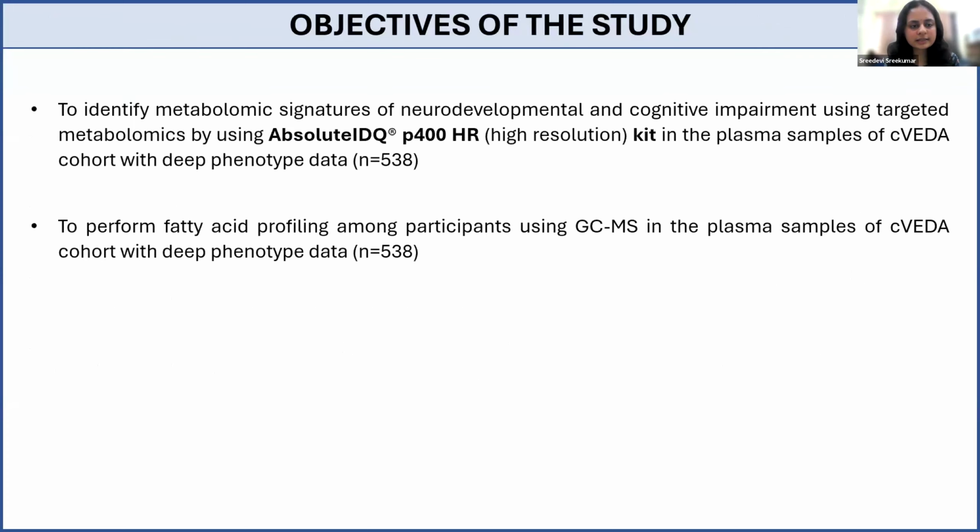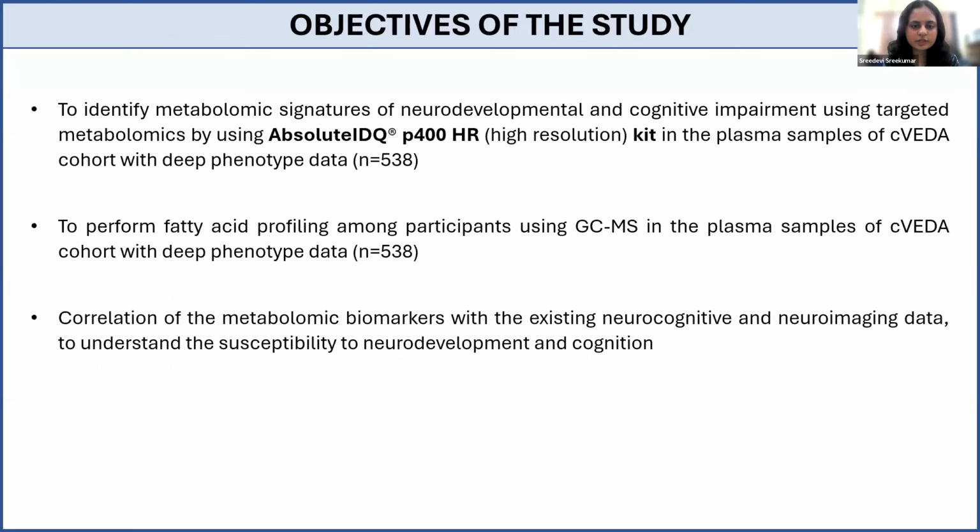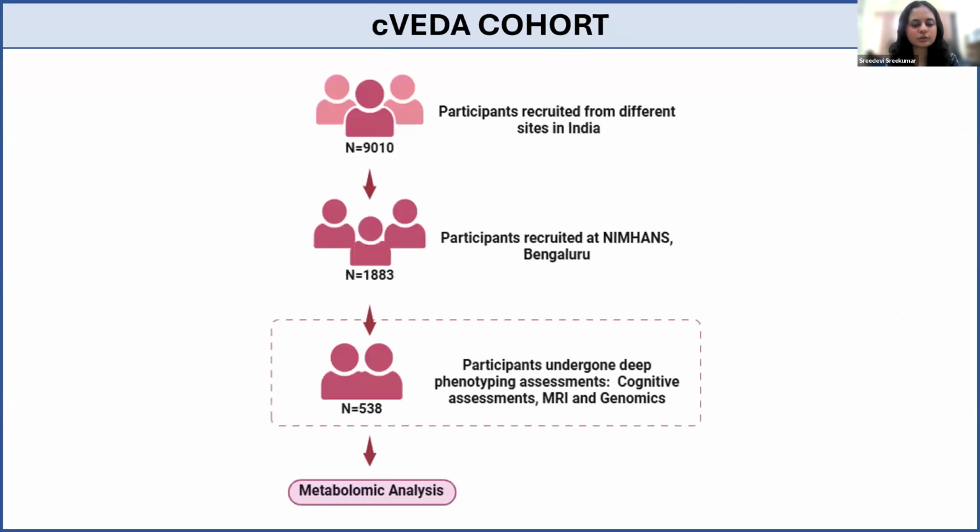So the current study is a part of the c-VEDA project. The objectives of my study are to identify a metabolomic signature or a panel of biomarkers which can correlate with neurodevelopment and cognition, by using the absoluteIDQ p400 HR kit in plasma samples from the c-VEDA cohort, which have undergone deep phenotyping, and also to perform fatty acid profiling among the participants using GCMS in the plasma samples. The final objective is to correlate these metabolomic biomarkers with the existing neurocognitive and neuroimaging data to understand the susceptibility towards neurodevelopment and cognition.